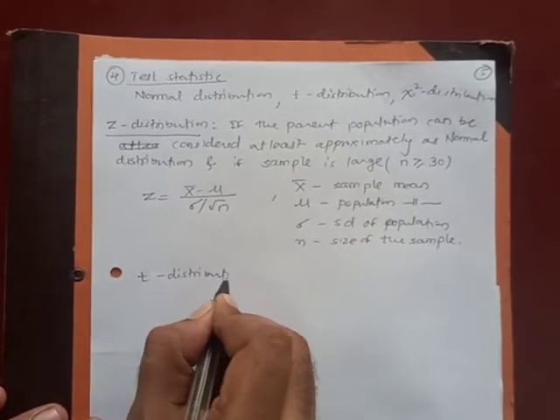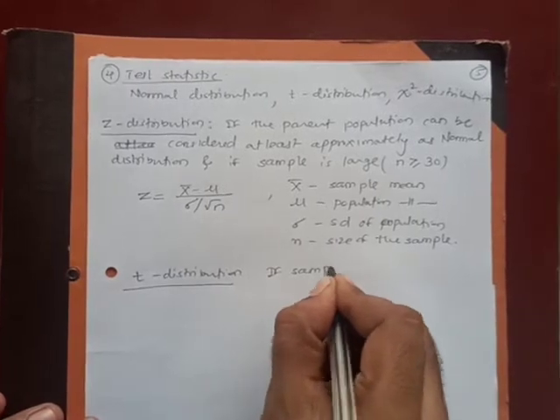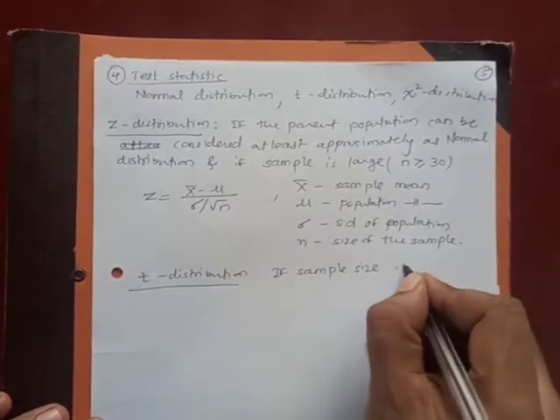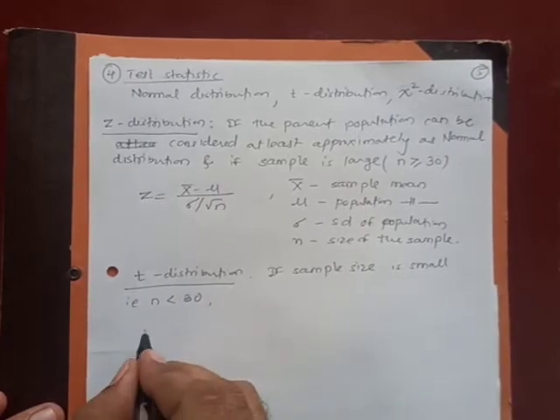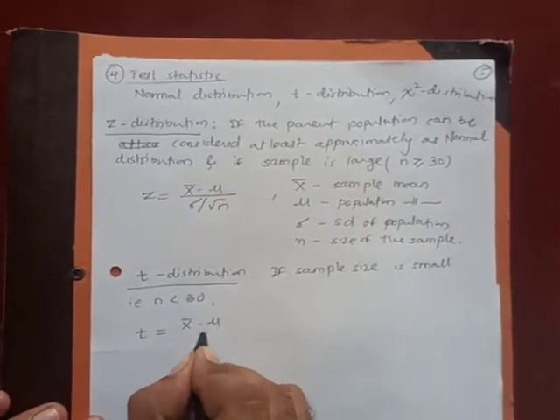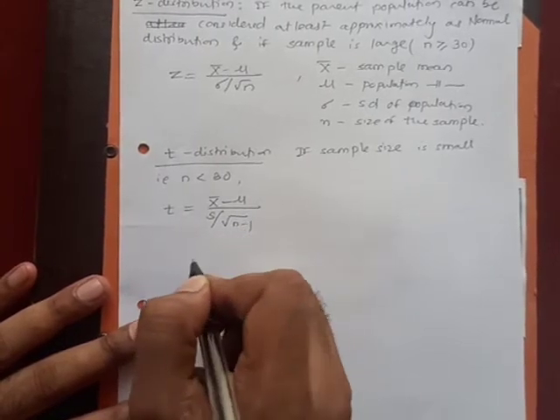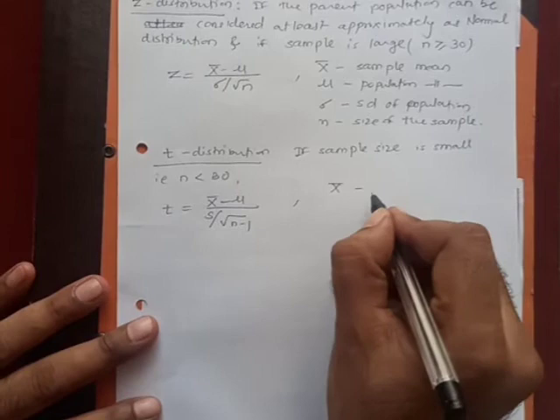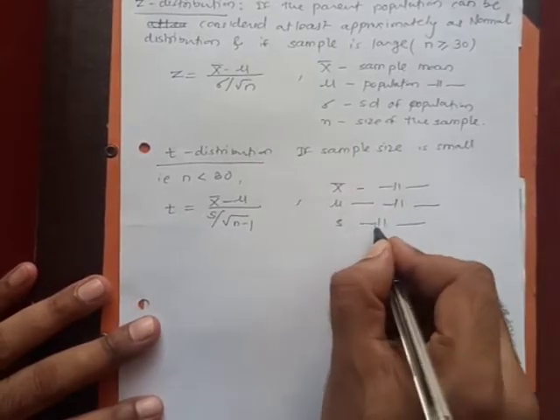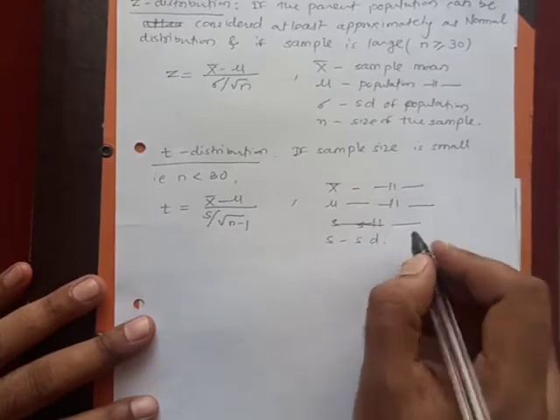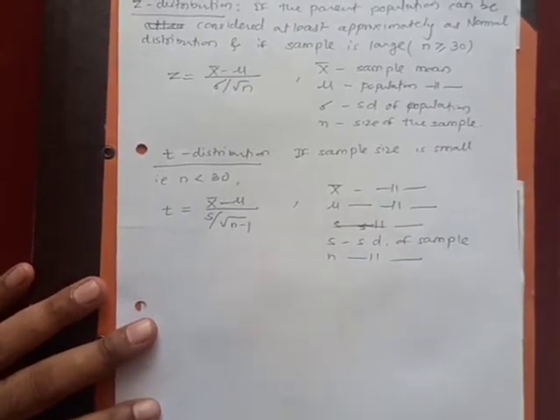This t distribution is used when your sample size is less than 30. If sample size is small, that is n is less than 30, then we calculate test statistics by this formula: t is equal to x bar minus mu upon s upon square root n minus 1, where again x bar is sample mean, mu is population mean, to be tested, s is standard deviation of sample, and n is size of the sample, obviously less than 30.